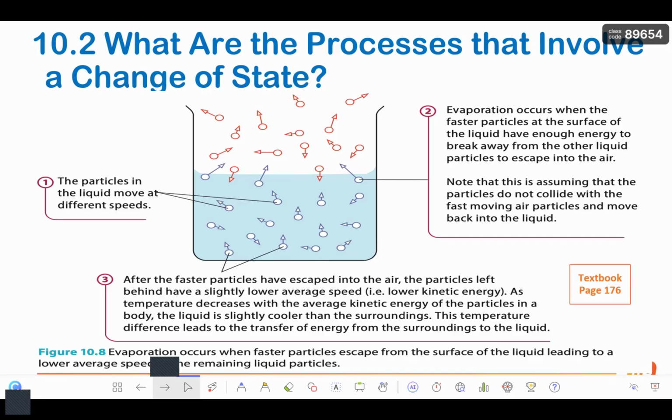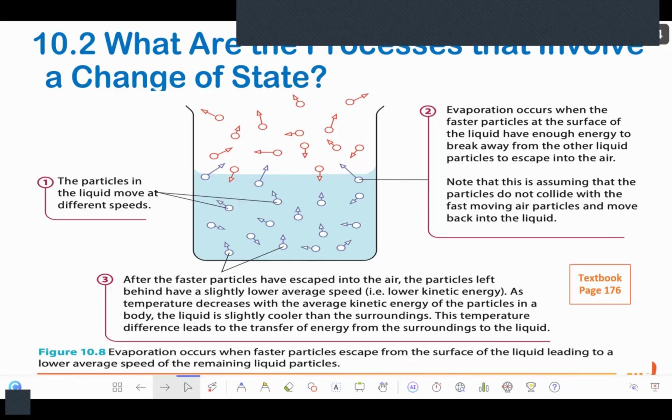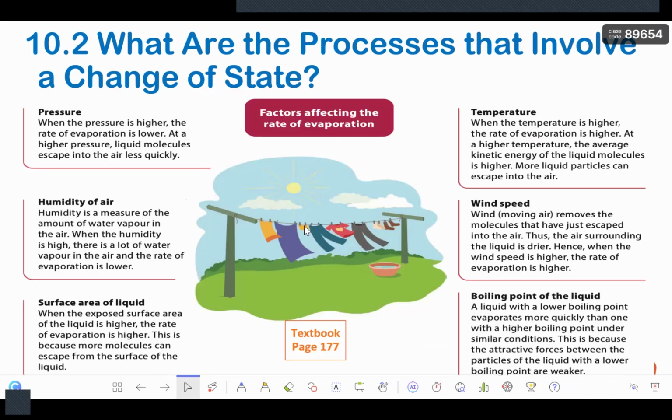The same happens when you go for a swim. When you step out of the swimming pool, wow, you feel that suddenly you're so cold. Again, it's because once you step out of the swimming pool, water will start evaporating from your body, and this evaporation process causes cooling. That's why your body feels cold. Okay, so these are some examples of how evaporation causes cooling. Then we go into some of the factors that may affect the rate of evaporation.